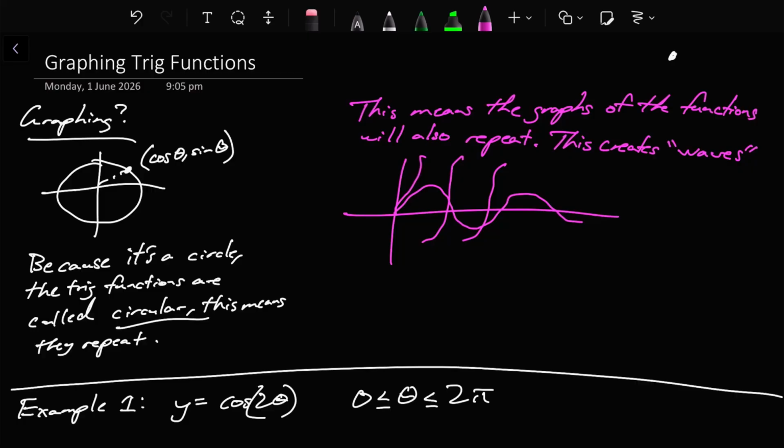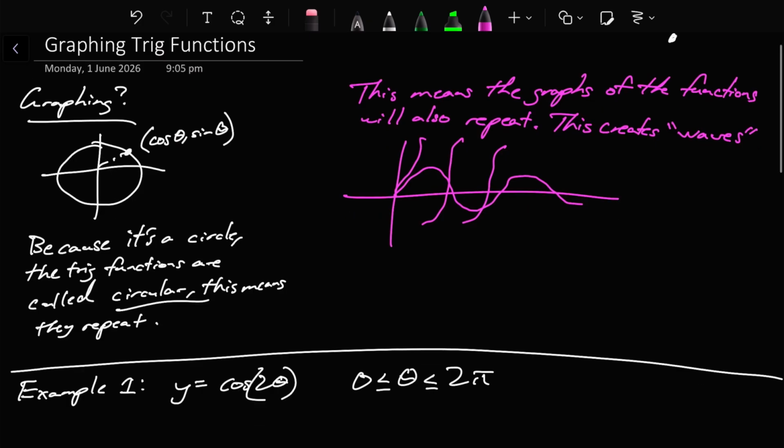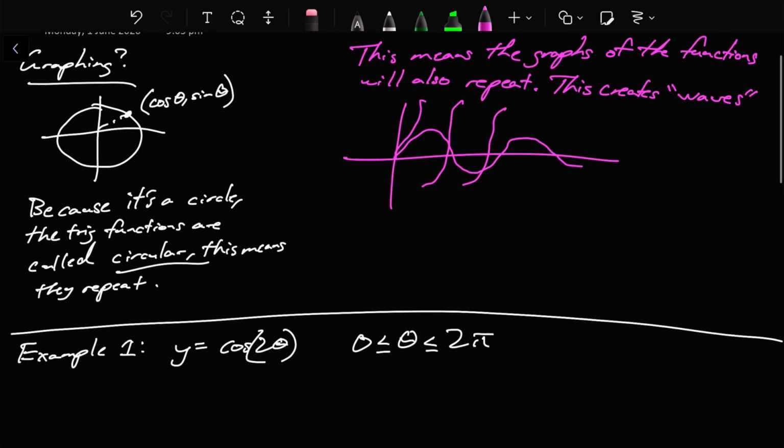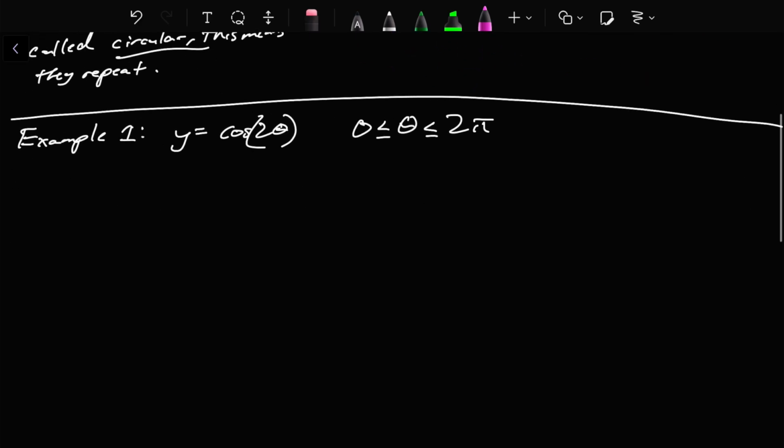So I'm going to assume that you know what the basic sine, cosine, and tan graphs look like. If not, just go look in your book. We're going to be working with some more complex ones, or parts where we adjust things. So without further ado, let's dive into it.